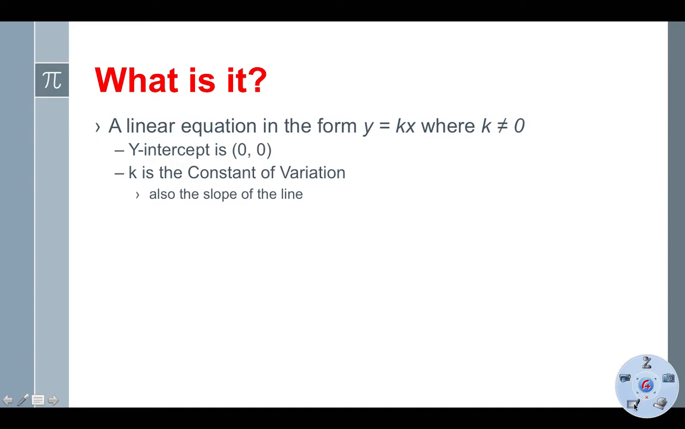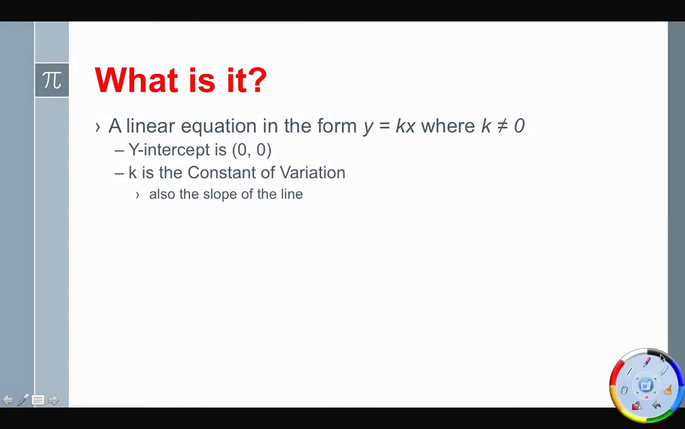So if we were to look at a graph, it would look something like this. It would go through the origin, and it would have a constant slope, and the slope of that line would be k. So essentially we're going up k and right 1. Up k, right 1. And k is any number as long as k is not equal to 0.